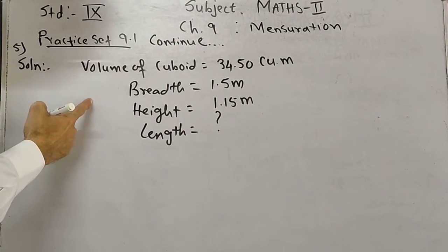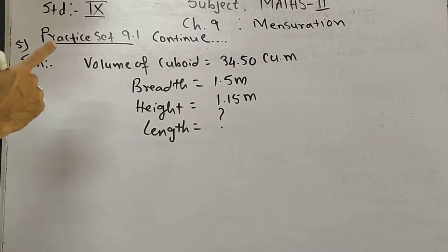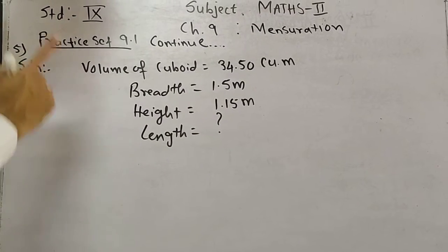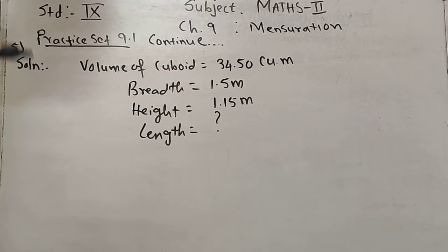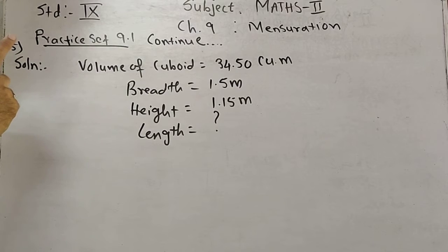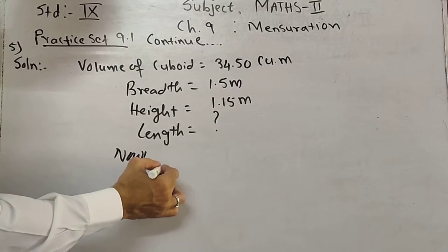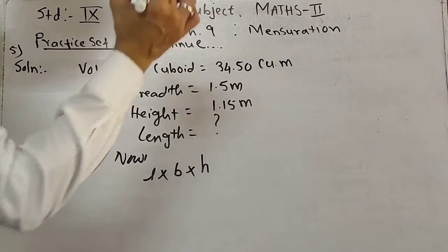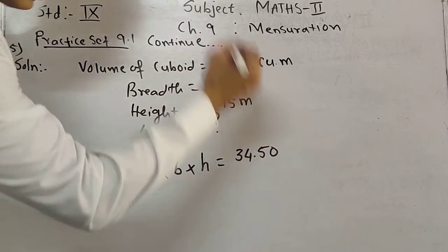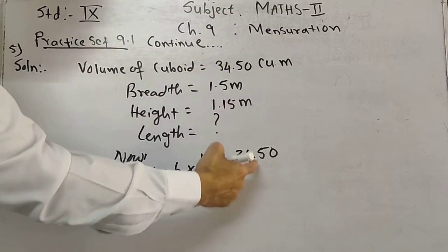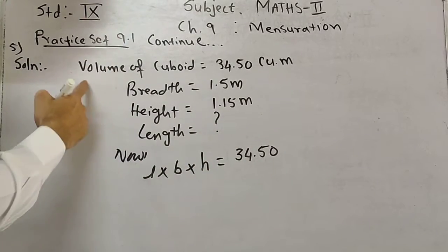So you can see in this sum that volume is given. When volume is given, you will use the formula of volume only. You will not use the formula of total surface area or any other formula. Your volume formula is length into breadth into height, L into B into H, is equal to 34.50 cubic meter, the volume.